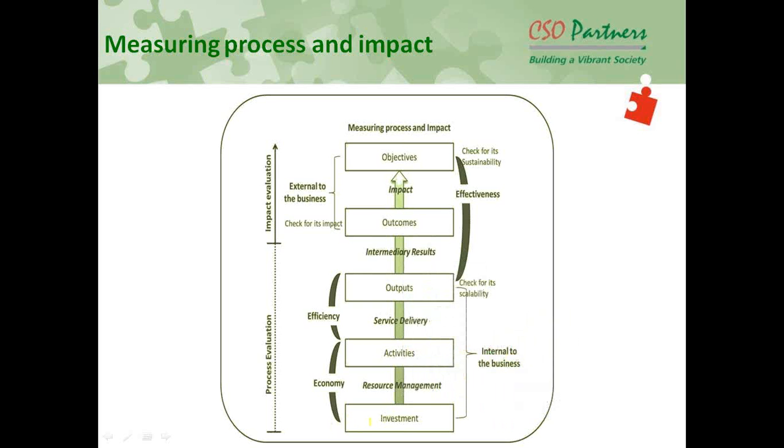If we look at that, we are starting with the inputs, the investments, right? Then we have the activities, then we have outputs, we have outcomes, we have objectives, different levels of results. Now, what we measure through the process and impact evaluation, if you look at this side, this process evaluation is up to this, and then there is a scope of impact evaluation.